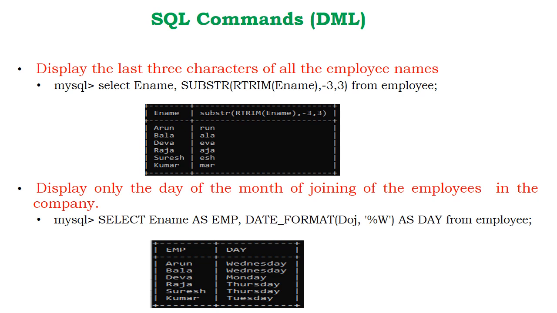The substring function you can also apply. For example, if I want to show only a specific part of a string, then we can display it. The query: SELECT ename, SUBSTRING(ename, -3, 3). I want only the 3 characters from the end. So it automatically goes to the last and takes only the last 3 characters from the name, then displays them.